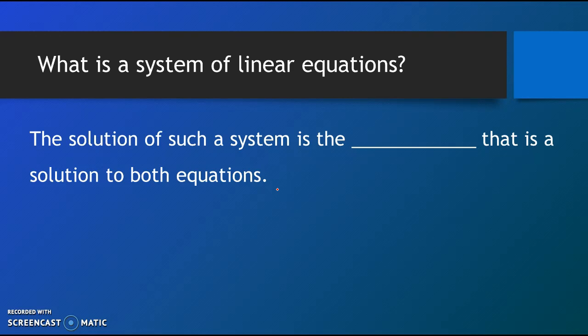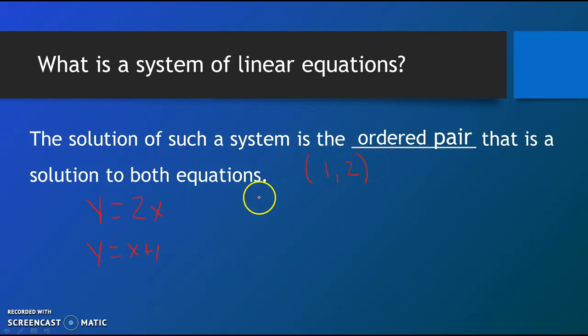And the solution of such a system is going to be the ordered pair that is the solution to both equations. For example, if you have y equals 2x and y equals x plus 1, we would have the ordered pair 1, 2 as the solution to both of these equations.